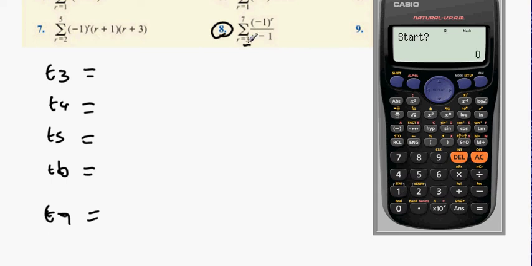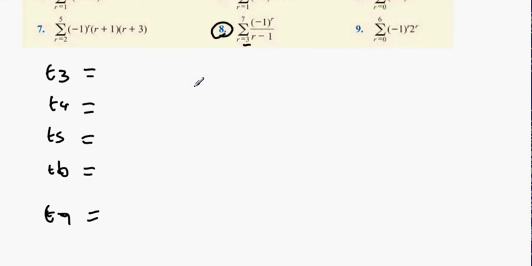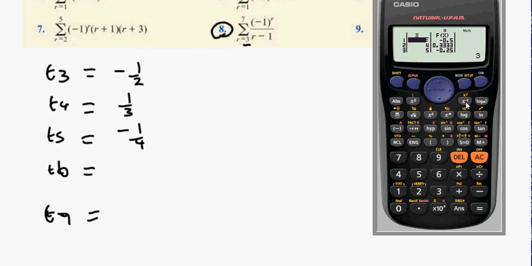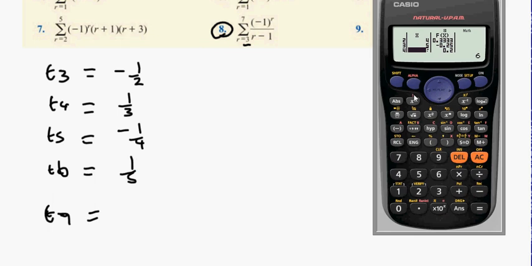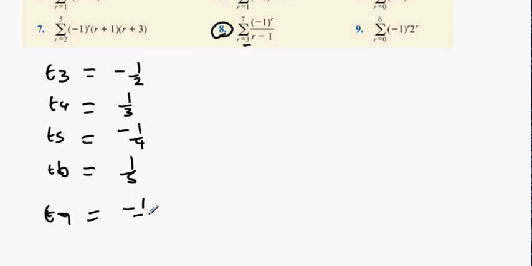Now, we start at 3, we end at 7, step of 1, and what we're going to have is a half, minus a half, a third, minus a quarter. So it's going to be minus a half, a third, minus a quarter, then go again. We're looking at 0.2, which is a fifth, and then the next one should be minus a sixth.